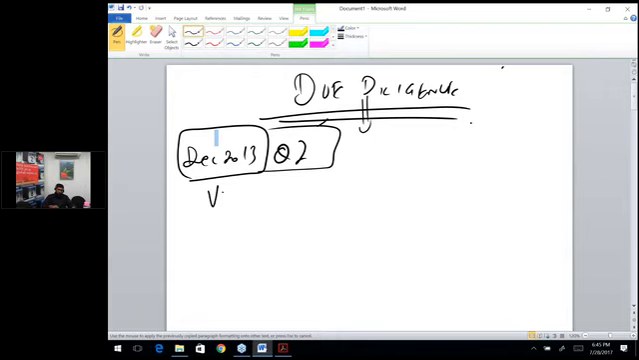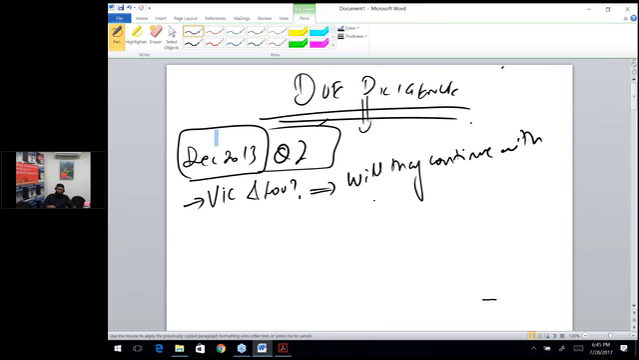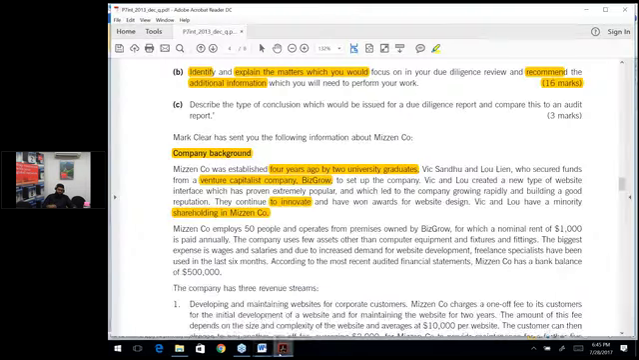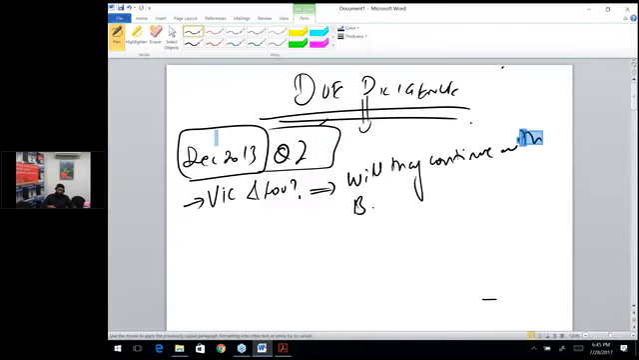Number one, Vic and Lou. Apparently they are the founder members. They are in minority because they were short of capital, but they are the technical persons in the team. So if Vic and Lou are there, what exactly is going to happen? Whenever we talk about Vic and Lou, we would say, will they continue with the Mizzen company when we acquire it?